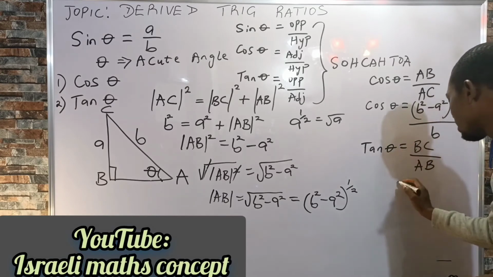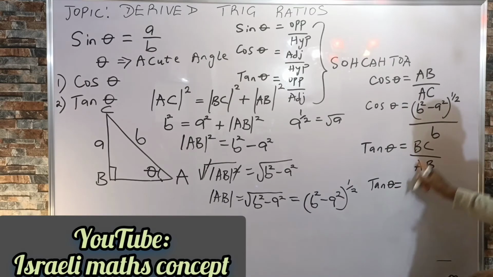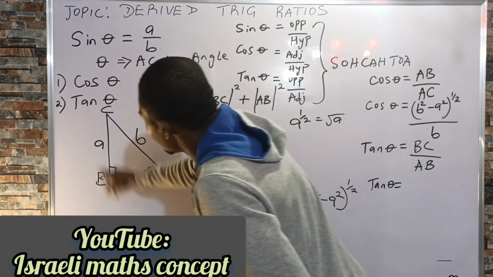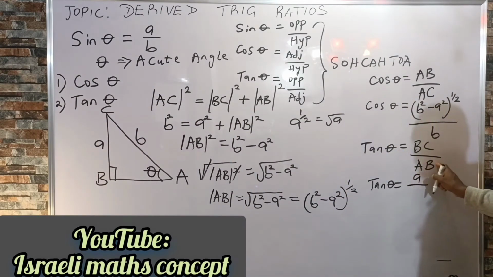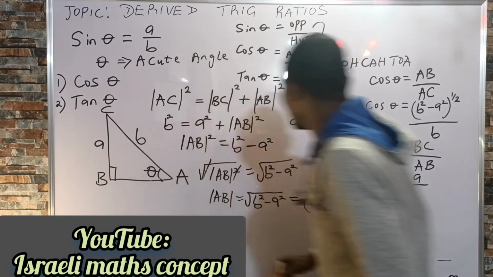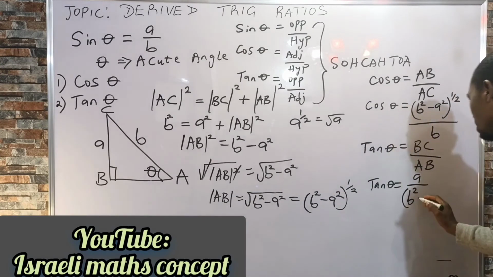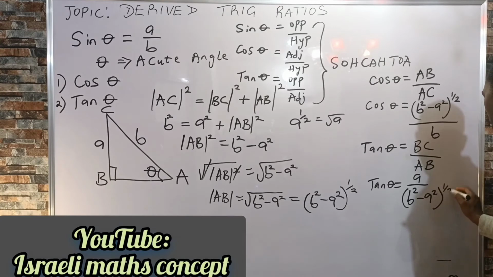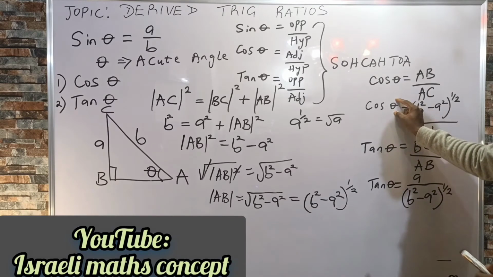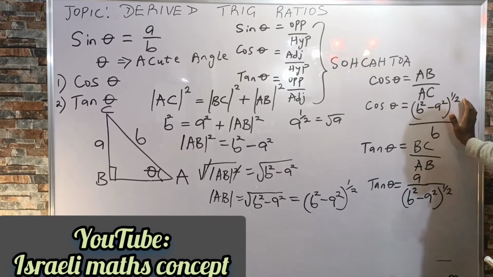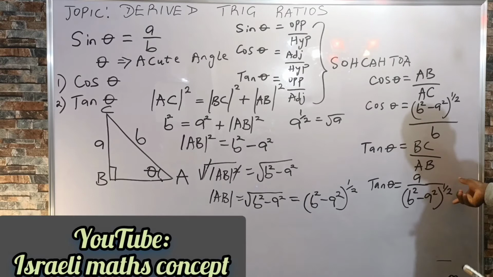And remember that this is the same thing as saying that the tangent of our acute angle theta is equal to, what is our BC? Our side BC is our A. So here we have A all over, what is our side AB? Our side AB, we found it to be B squared minus A squared all raised to the power of half. So we succeeded in finding the cosine of our acute angle theta, and this is the result we have for it. And also we succeeded in finding the tangent of our angle theta, and this is also the result we have for it.